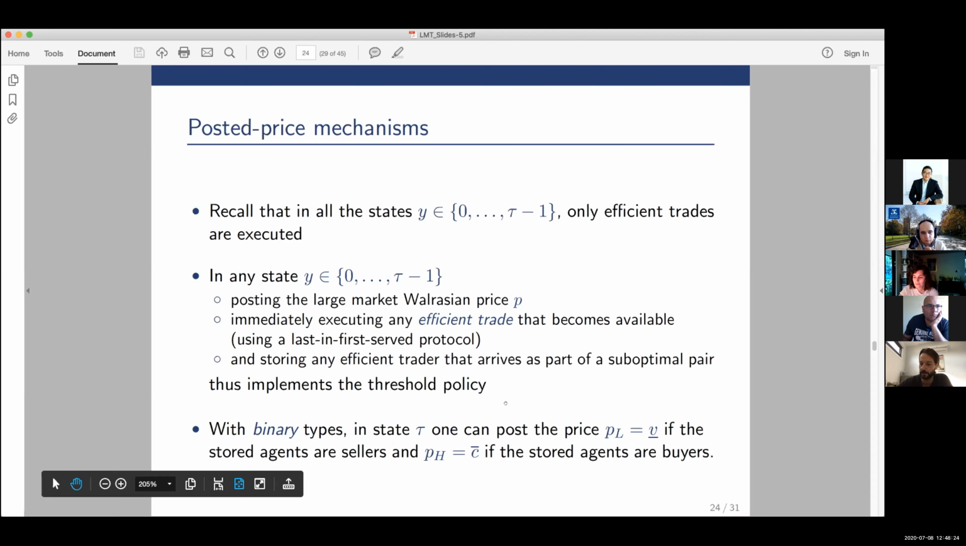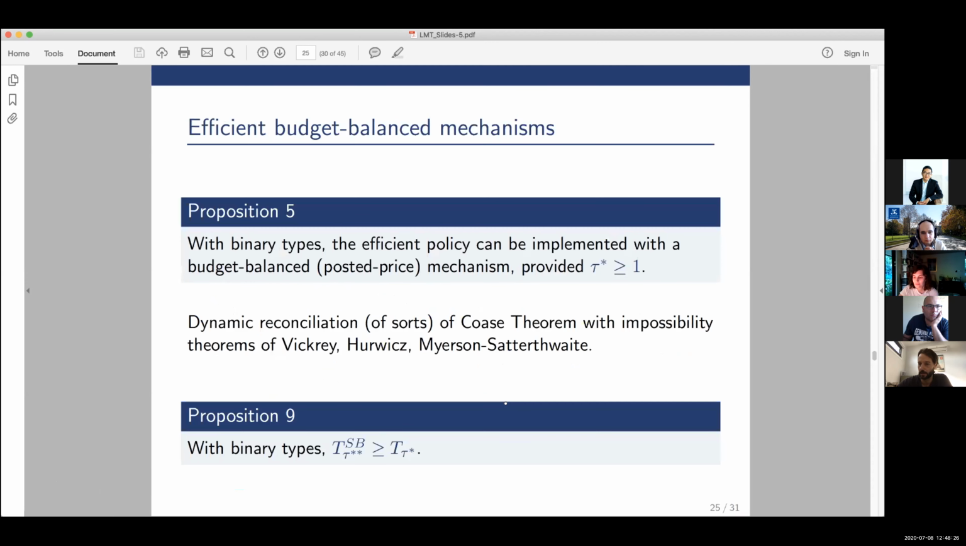And so with binary types, you can implement the efficient policy with a posted price mechanism as soon as it's optimal to store at least one trade. And so that's our proposition 5. With binary types, the efficient policy can be implemented with a budget balanced, indeed, posted price mechanism, provided it's optimal to store at least one trade.